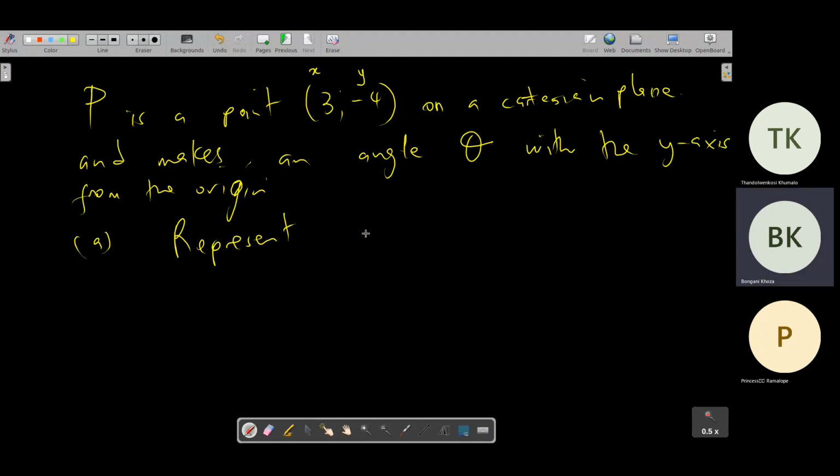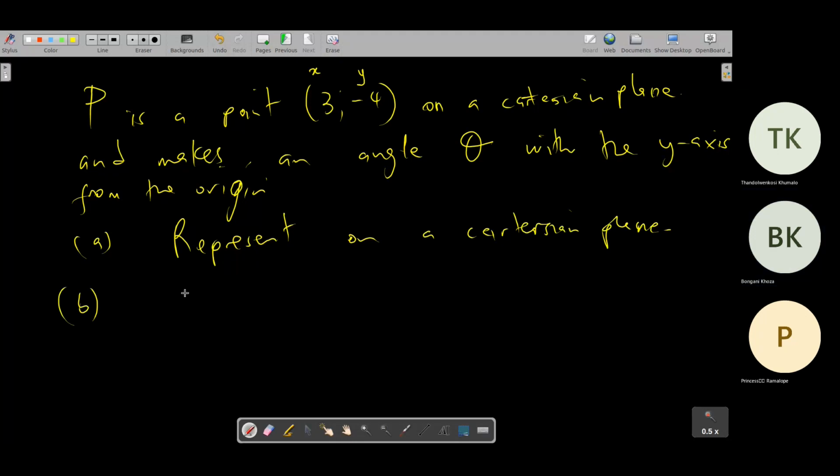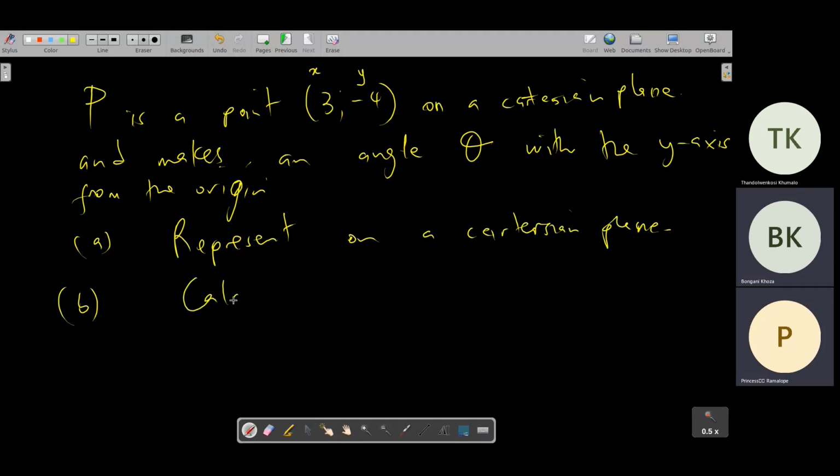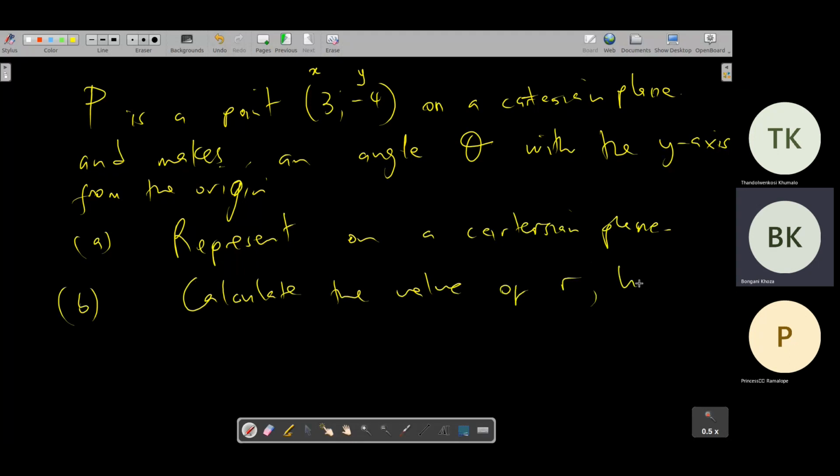Okay, so represent on a Cartesian plane. It's the first question. It's asking us to do that. Next, we're supposed to find the value of R. Calculate the value of R, which is the hypotenuse.